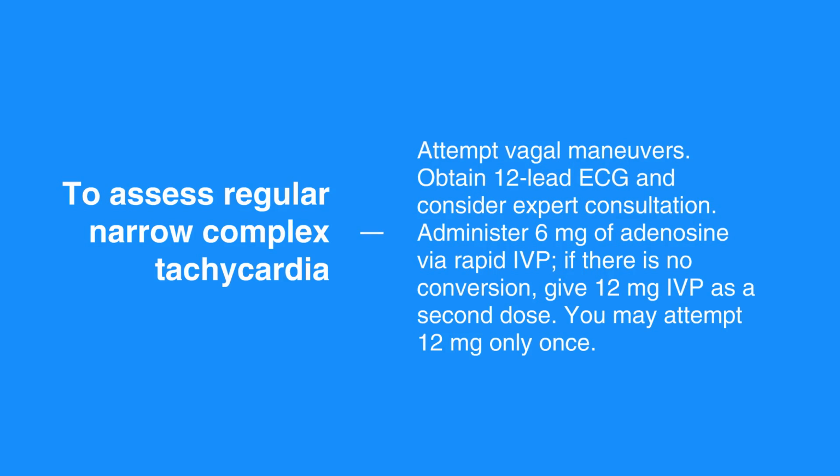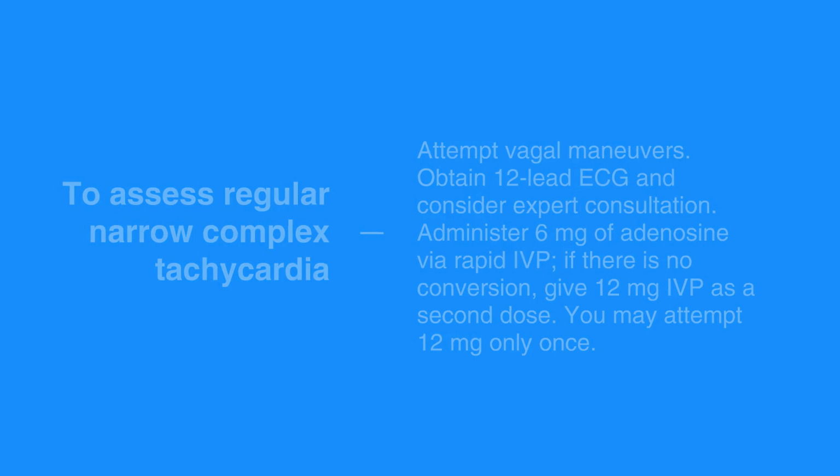To assess regular narrow complex tachycardia, or probable SVT, attempt vagal maneuvers. Obtain 12-lead ECG and consider expert consultation. Administer 6 mg of adenosine via rapid IVP. If there's no conversion, give 12 mg IVP as a second dose. You may attempt 12 mg only once.